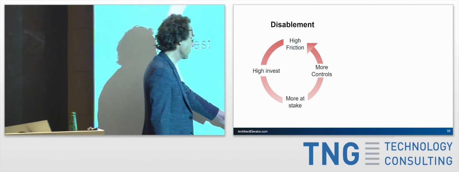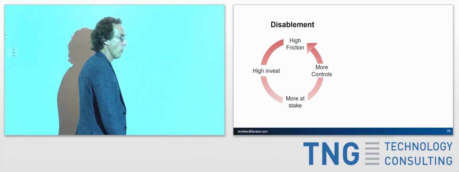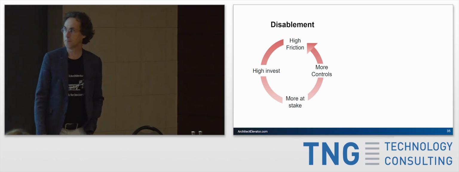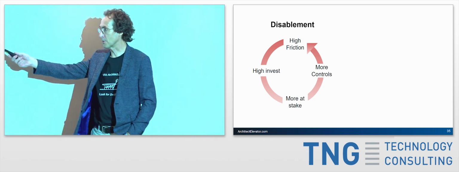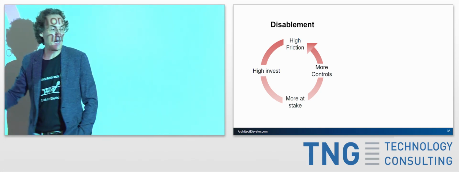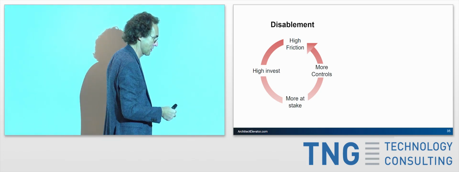Now, if doing something costs more money, what is the absolute right logical thing to do? Well, if you're spending more money, you should have more oversight and controls. It's the right thing to do. Well, you know how the story continues. If you add more controls, you're adding more friction to the system.